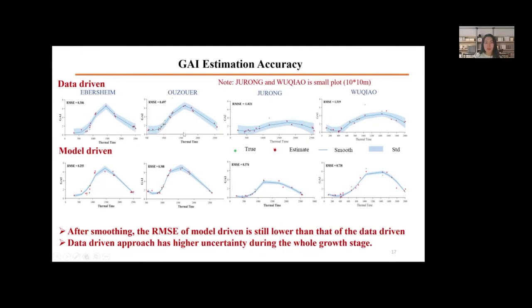From the figure, we can see that in the small plots, the estimation ability is poor. And after smoothing, the RMSE of the model-driven approach is still lower than that of the data-driven approach. So the data-driven approach has a high uncertainty during the whole growth stage.